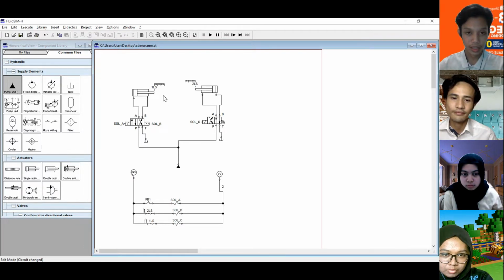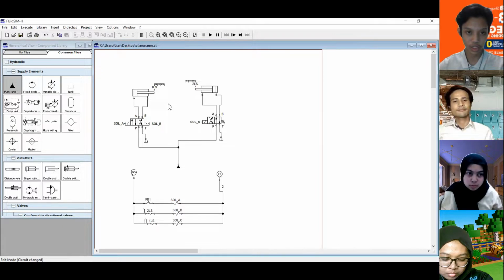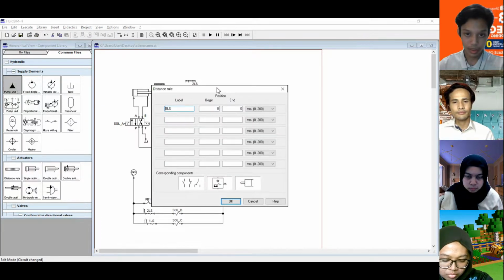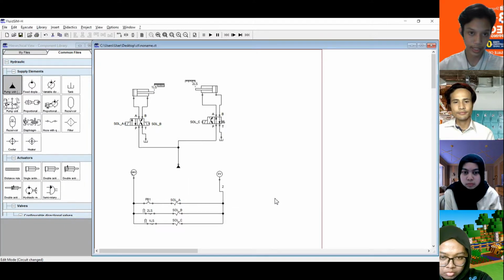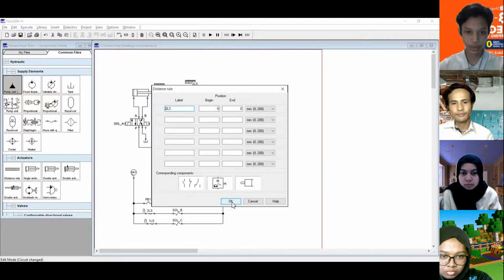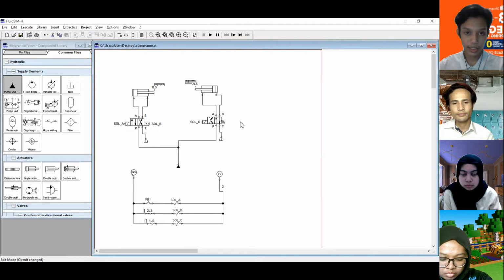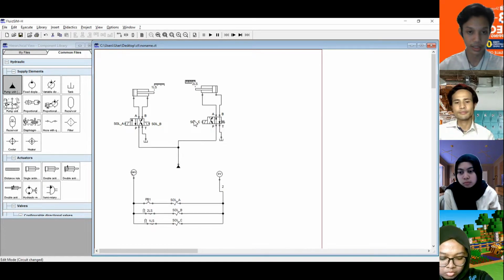Now I will discuss the problem statement in the question, and I will show what the problem and the solution are. Firstly, we have constructed the circuit as you can see here. At the beginning, the distance rule is set to default, so the begin and end positions are 0 and 0 for the 1LS, and for the 2LS the begin and end positions are also 0. We know that the flow mentioned in the question is correct, but the problem is in the circuit, and we know that the ladder diagram that has been constructed is correct.